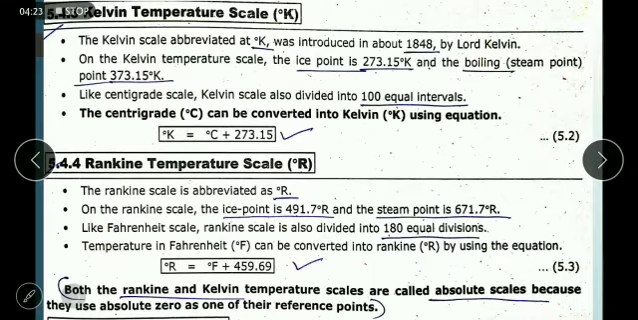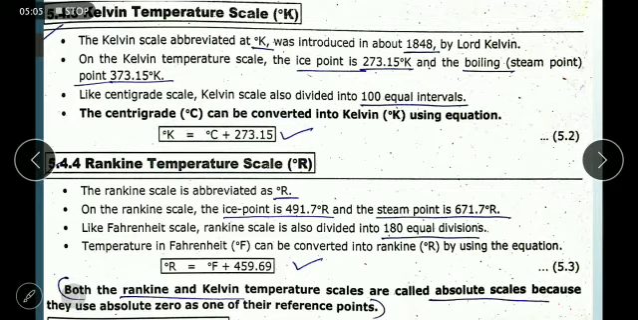The next one is the Kelvin temperature scale. In the Kelvin temperature scale, the ice point is 273.15 degrees Kelvin and the boiling point or steam point is at 373.15 degrees Kelvin. The Kelvin scale is also divided into 100 equal intervals like the Celsius scale. If we want to convert degree Celsius into degree Kelvin, we use the following formula: degree Kelvin is equal to degree Celsius plus 273.15.